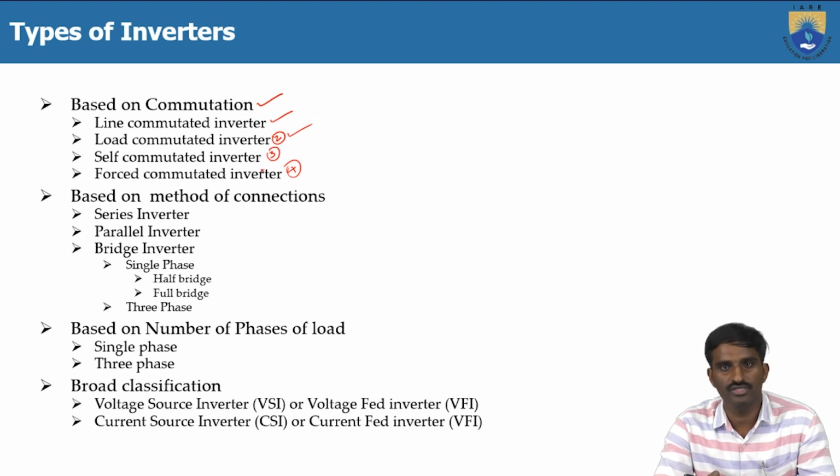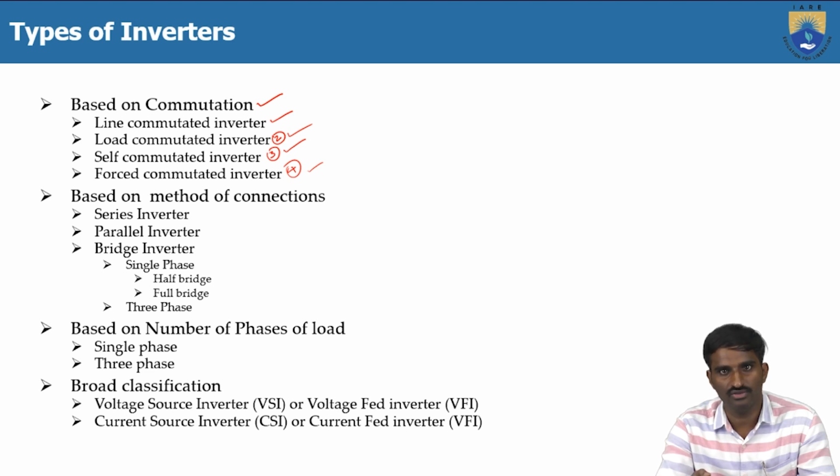Then self commutated inverters, which means we need not give any commutation, that is, we need not use any extra circuit to turn off the thyristor. The configuration of the circuit itself is used to turn off the thyristor. That is the self commutated inverter. And then the forced commutated inverter, which means we need to use some forced commutation techniques as we discussed, like class A, class B, class C, class D commutation techniques.